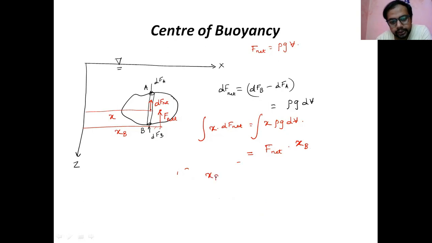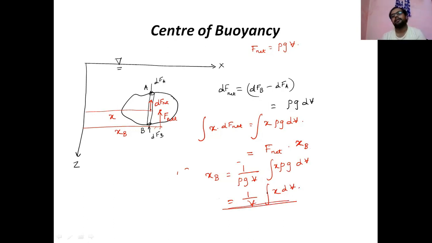XB is equal to 1 by F net, that is rho G out of the integration, so 1 by V times the integral of X dV. So that is the X coordinate of the center of buoyancy. In the physical concept, the center of buoyancy is nothing but the centroid of the displaced liquid.